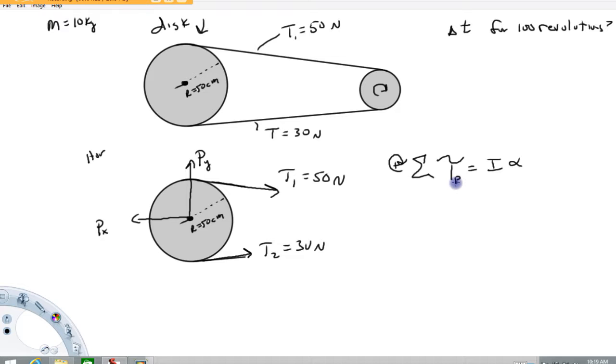You can sum torques about any point you want. The pin is a very good place to sum torques about because both this px and this py go through the pin and hence won't create any torque. All right, so go ahead and write the equation now.